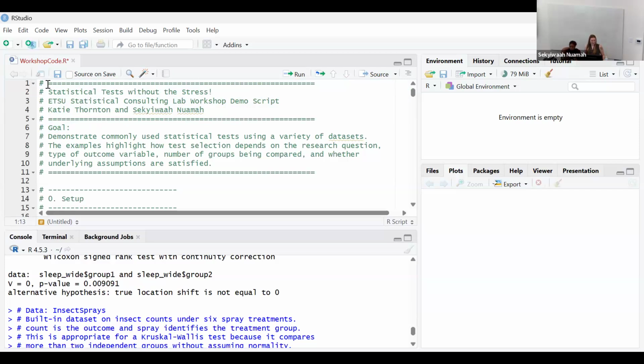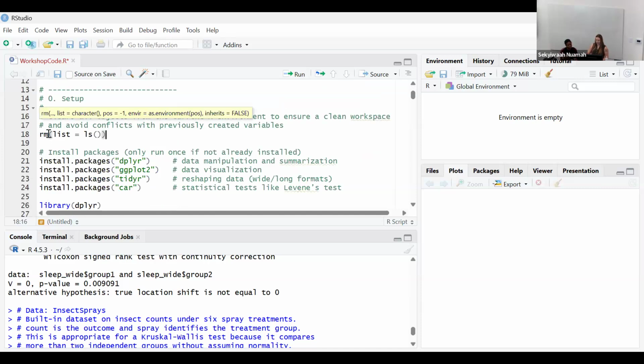Okay, so let's go ahead and get started on a demonstration here. Sachi is going to be watching the chat now, so if you have any questions, you can put them in the chat, and in person, you can raise your hand and stop me if you have questions too. So the goal here with this code is we want to demonstrate the commonly used statistical tests for a variety of data sets. Your data really depends on the test you're going to use, or the test depends on your data. So let's just go ahead and get into it.